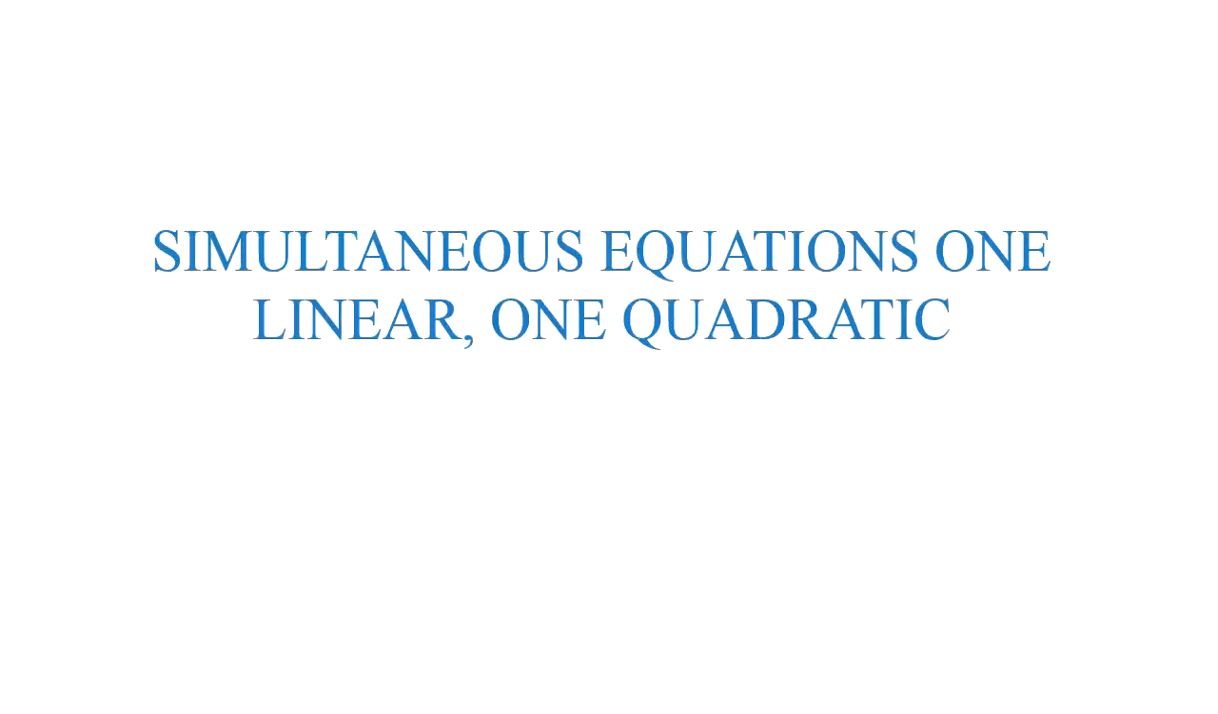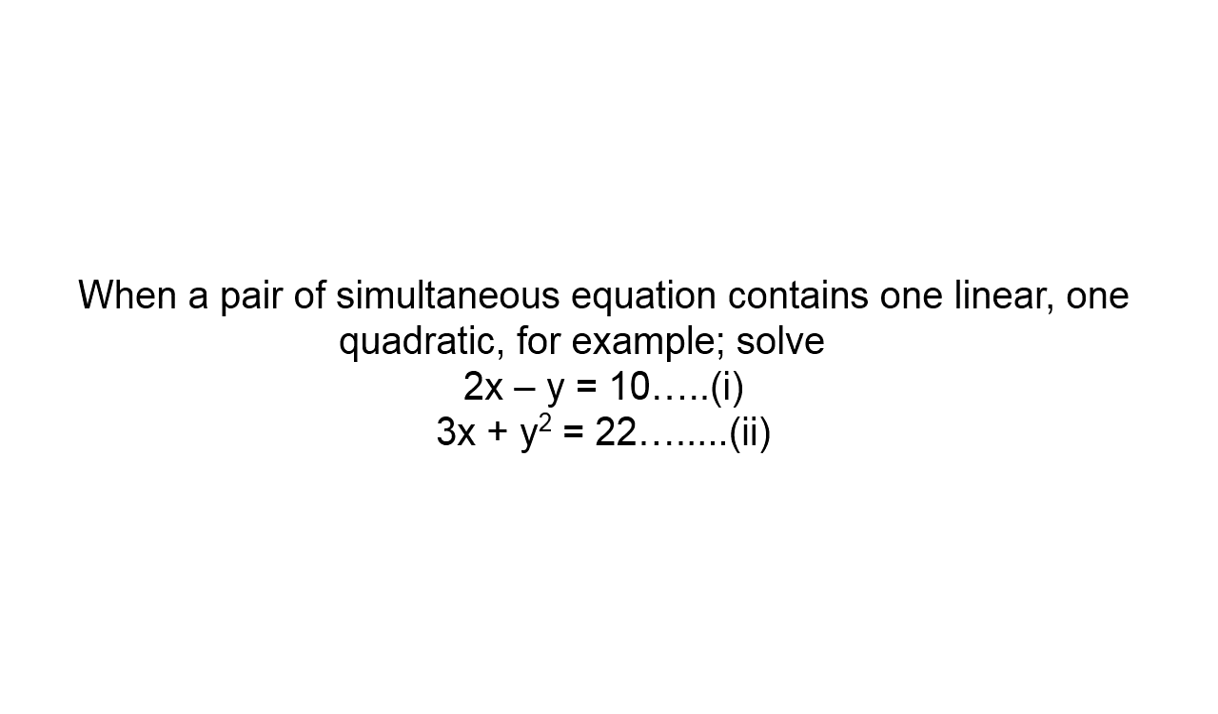Our topic for today is simultaneous equations, one linear, one quadratic. When a pair of simultaneous equations contains one linear, one quadratic, for example, solve 2x minus y equals 10, equation 1, and 3x plus y squared equals 22, equation 2.